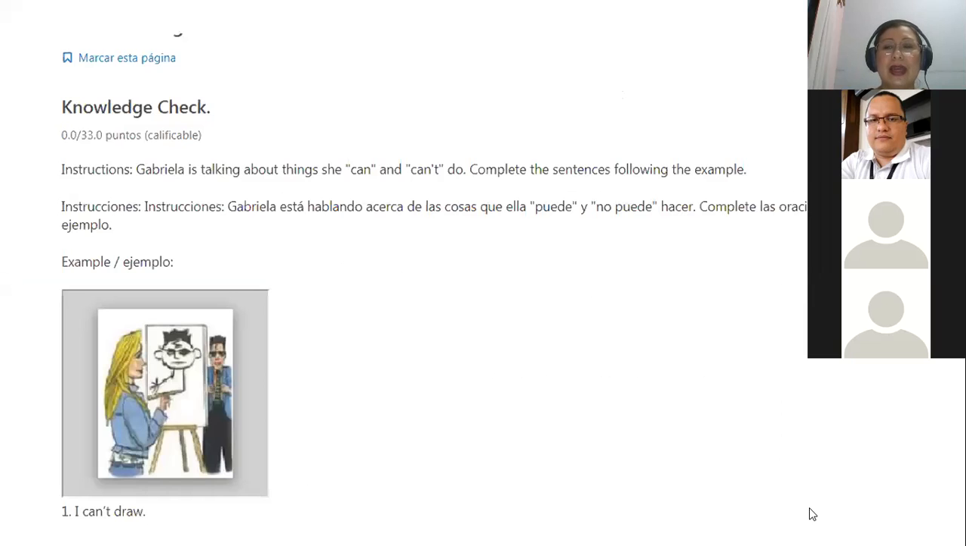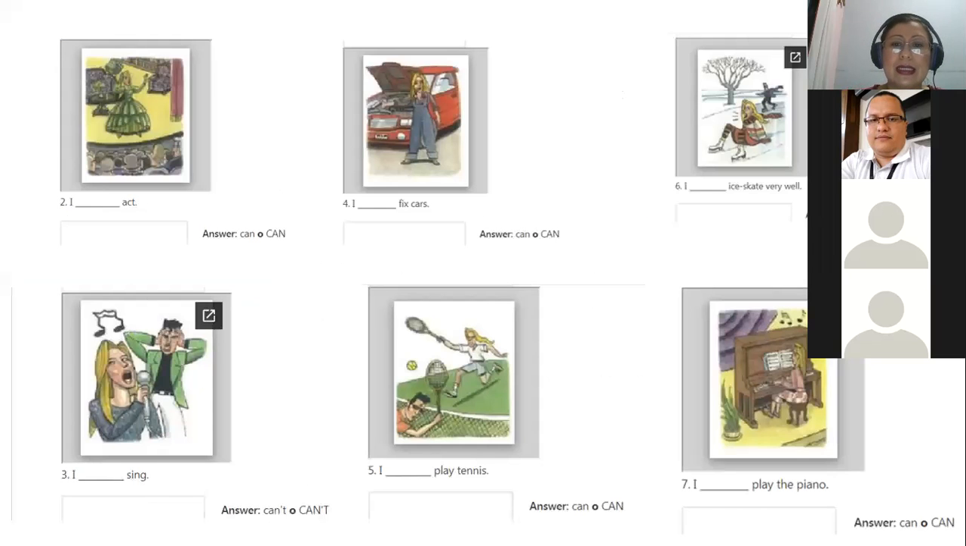Okay, excellent. So in the platform, you have to complete this knowledge check that says, Gabriela is talking about things she can and can't do. Complete the sentences following the example. I can't draw, right? So that's the example. You have to pay attention to the drawing in order to say can or can't. For example, number two is can, right? I can act. If you see the lady is dressed up and performing before a lot of people, it means that she can, affirmative, act.